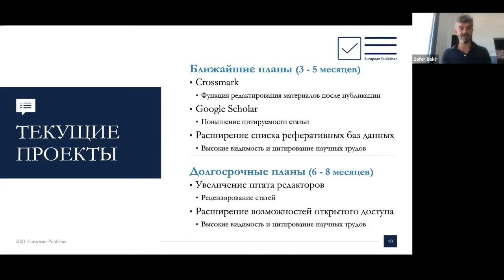And Crossmark, you already know most probably. It allows you to give the digital identification to each published paper. It's like an identity card for your paper. And Crossmark is allowing the reader to find the latest version of the paper in case there are any changes.